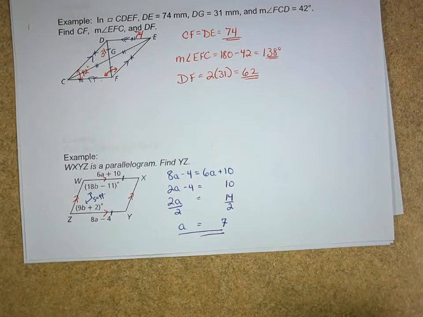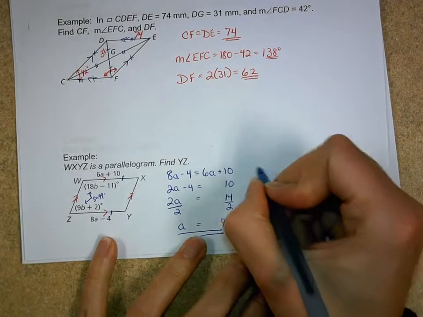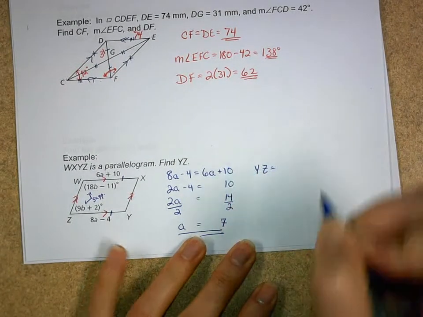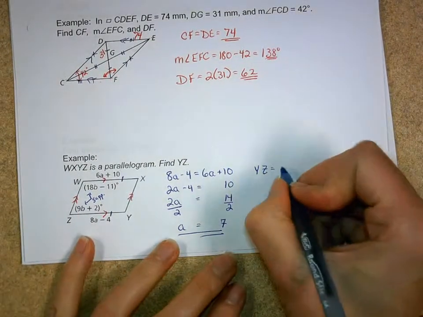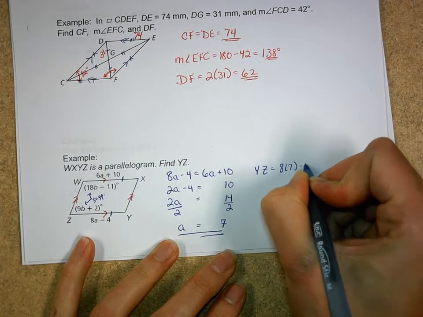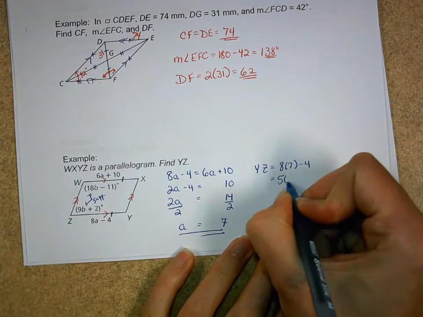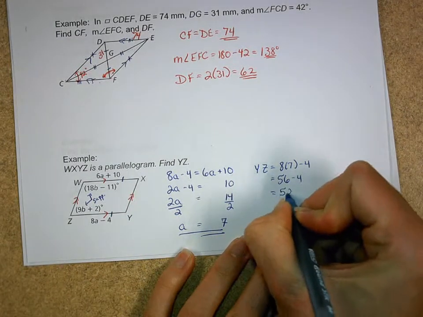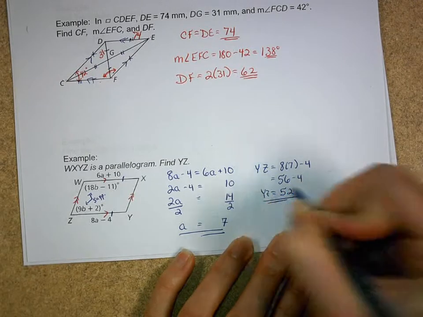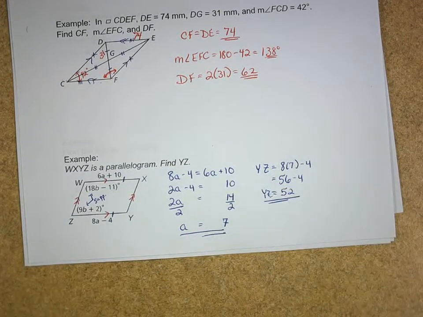All right, then let's go to segment YZ. With segment YZ, we plug and chug it in. We go 8 times 7 minus 4. 8 times 7 is what? 56. Very good. Minus 4 equals 52. There is YZ. We just use the property that opposite sides are congruent.